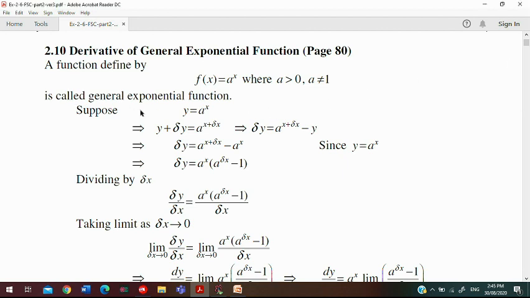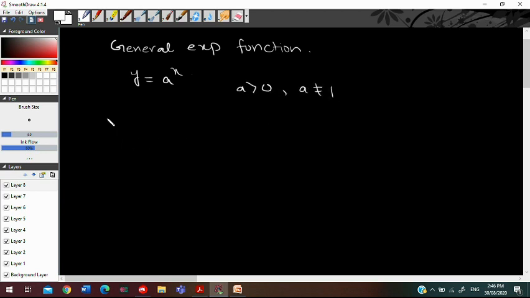In general, if we find the derivative of this general exponential function, I will start it here. In the general exponential function, we have y is equal to a power x. This is the general exponential function in which a is greater than 0 but not equal to 1. If we find the derivative of this function, we have two methods.